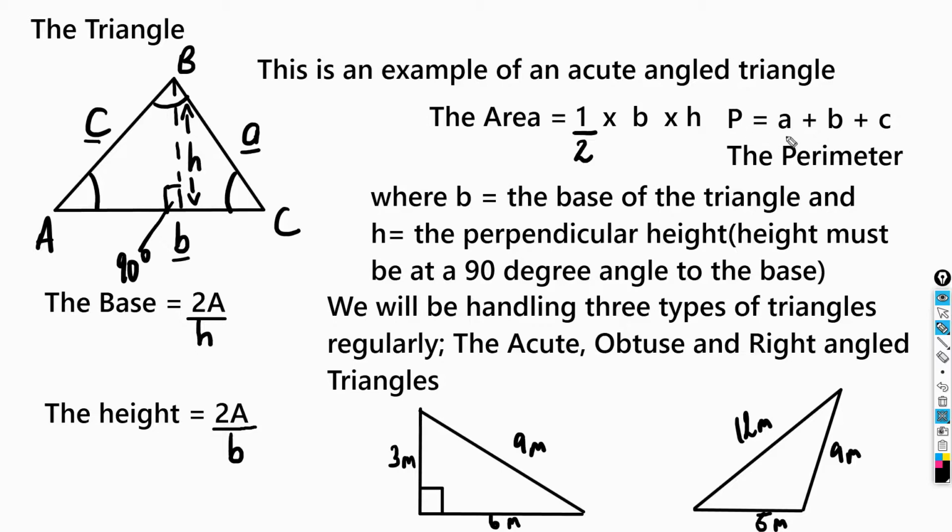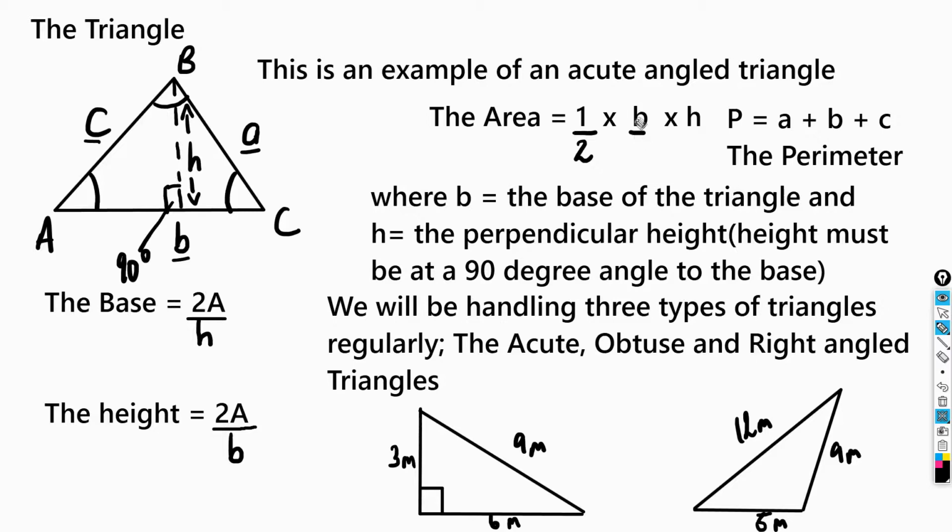So the perimeter is the distance A, B, and C, okay? So B here is the base of the triangle, as I said earlier, and H is the perpendicular height. The height must be at a 90-degree angle to the base, okay? Cool. All right.